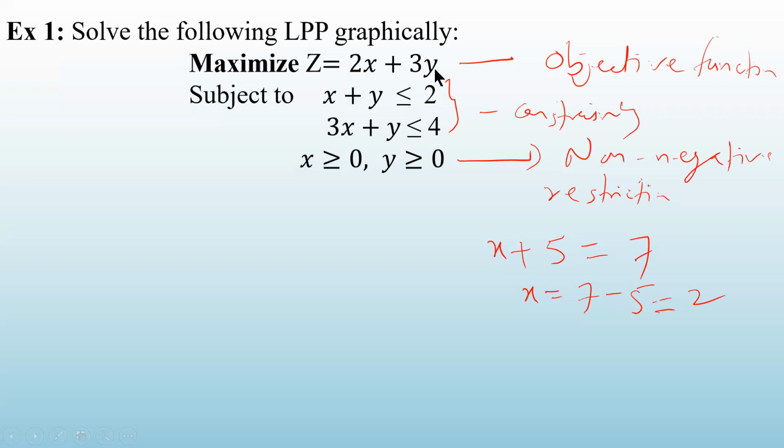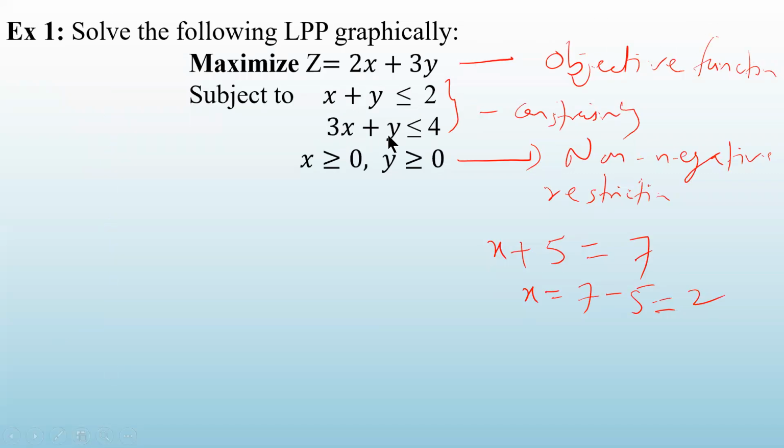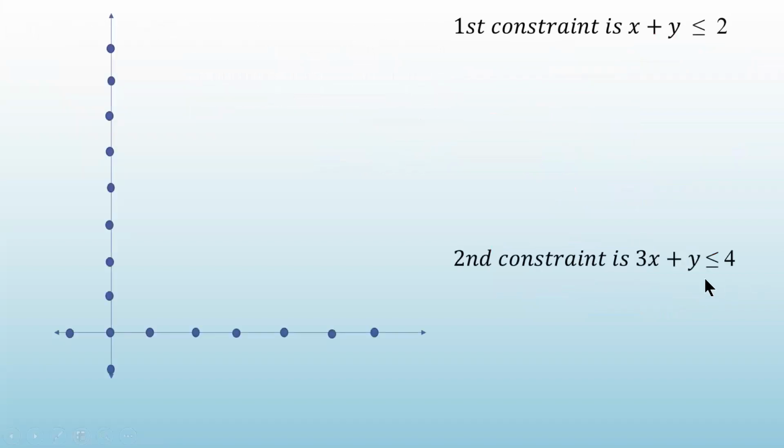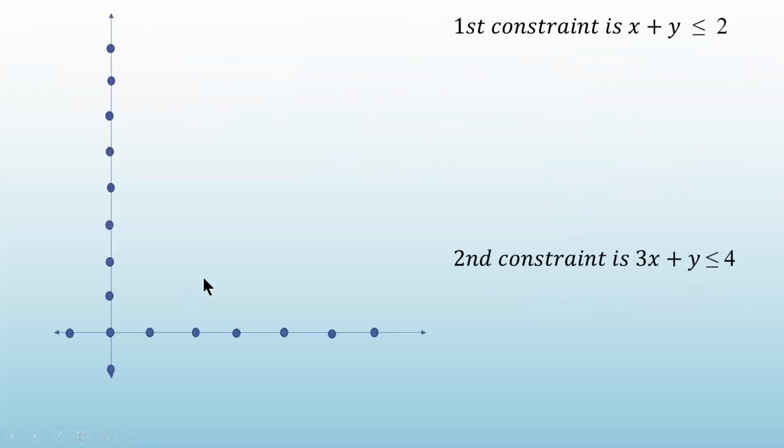So what is my first constraint? x plus y less than or equal to 2. Look here. The second one is 3x plus y less than or equal to 4. It is here. And these non-negative restrictions mean what? x and y both are positive, or at the most they can be 0. So that indicates that I have to restrict myself only to the first quadrant, because this is the only quadrant in which the values of both x and y are positive. So I have to take my graph only in this quadrant, not this, this and this. That is why I have not given much space to the second, third and fourth quadrants.